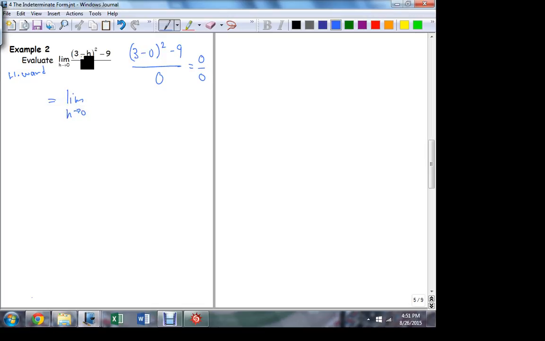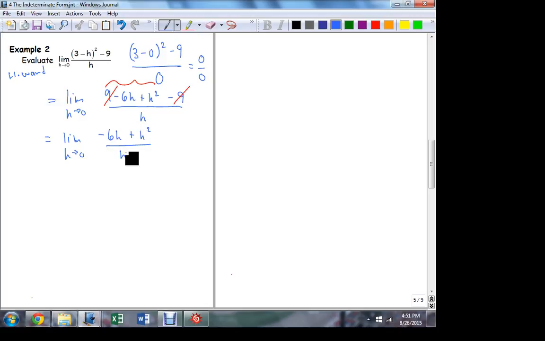So 3 minus h squared, what does that equal? 9 minus 6h plus h squared, so there's a square of the binomial, and I still have the minus 9 here, all over h. So there's the expansion. And again, there really wasn't much else I could do. And now what happens? Those two nines cancel each other. Okay. And now what?